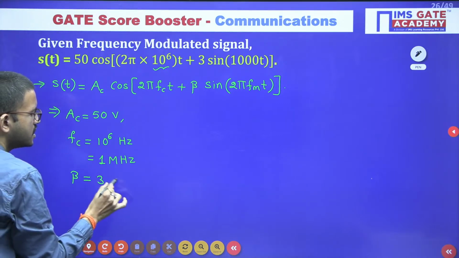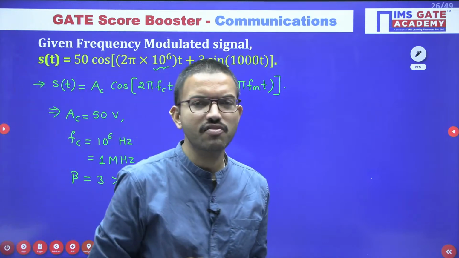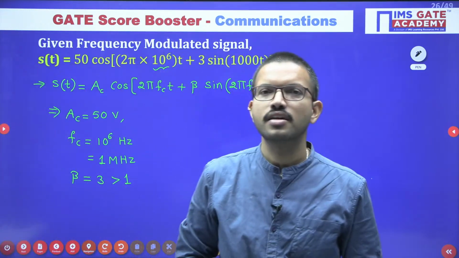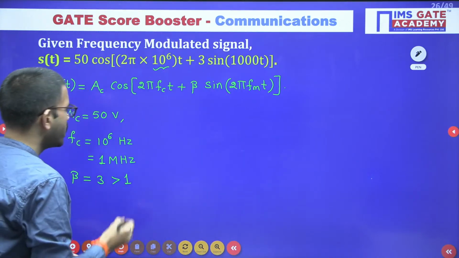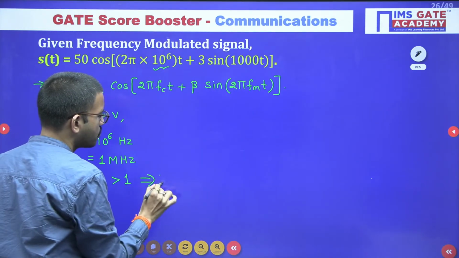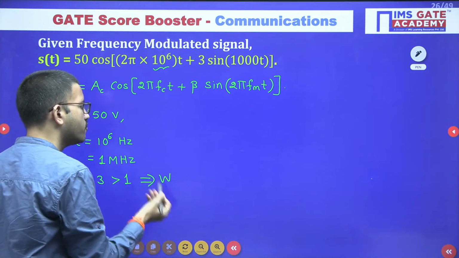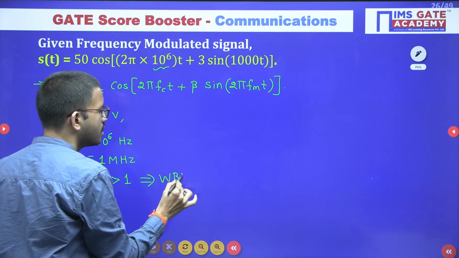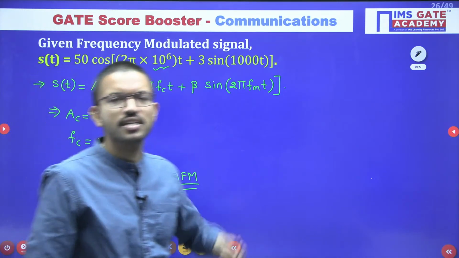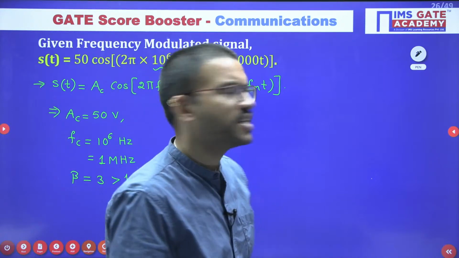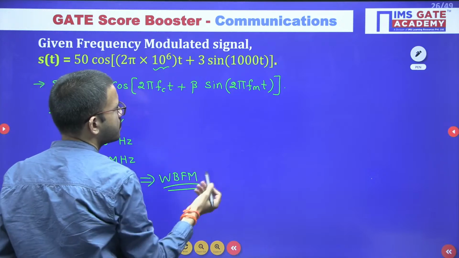Beta equals 3, this is greater than 1. Whenever the beta value is greater than 1, which type of FM does it indicate? Yes, very good, it is the wideband FM. Whenever the modulation index or beta value is greater than 1 in FM, we call it wideband FM. That means the given mathematical equation represents wideband FM.